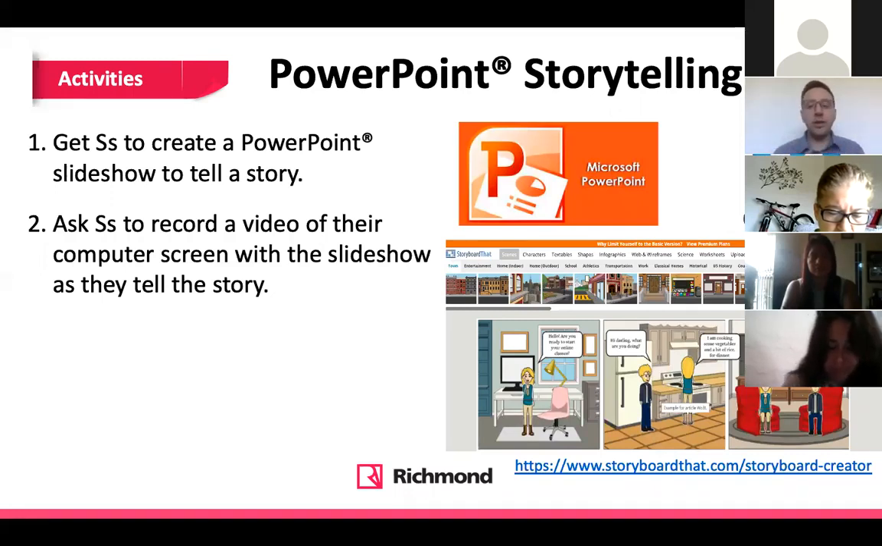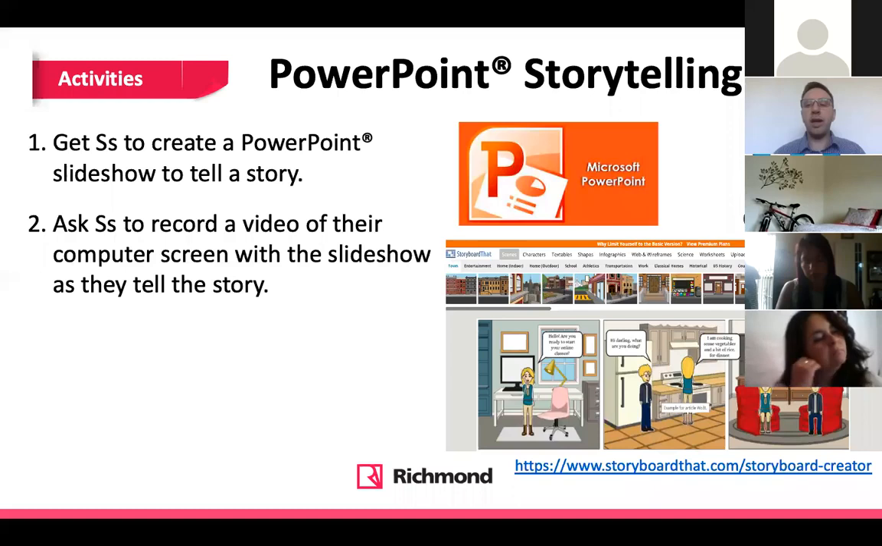What they will need to do is illustrate the story. They can illustrate it using their own drawings, or they can use storyboard.com, okay? And they would use PowerPoint. Each slide of PowerPoint would be an image. Then I love using QuickTime Player. QuickTime Player gives you the opportunity of recording the screen in your computer, okay? And also record the voice.